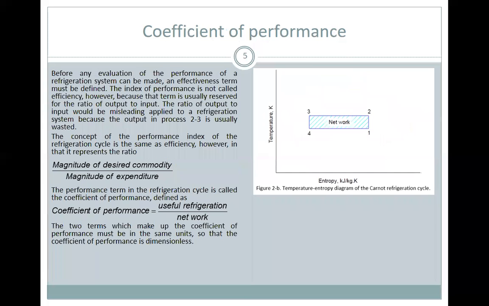May mali mga formula. The coefficient of performance. Before any evaluation of the performance of a refrigerant can be done, an effectiveness term must be defined. So the index of performance is not efficiency. However, because that term is usually reserved for the ratio of output to input, the ratio of output to input would be misleading applied to a refrigeration system because the output in process 2 to 3 is usually wasted.